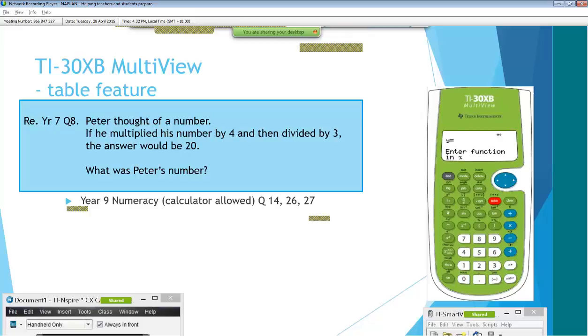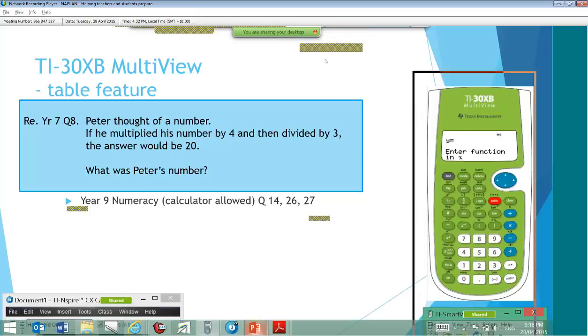Here's one from the Year 7 paper. Our friend Peter thought of a number and he multiplied it by 4 and then divided by 3 and got a result of 20. I would prefer my students to be doing this with algebraic balanced equations, but they may instead use the table feature, and I'll just quickly show you this.